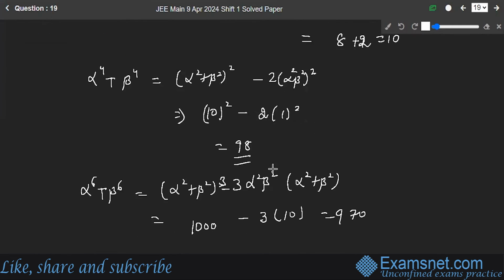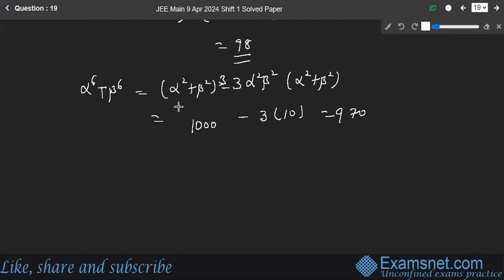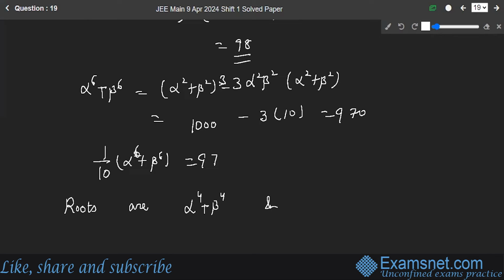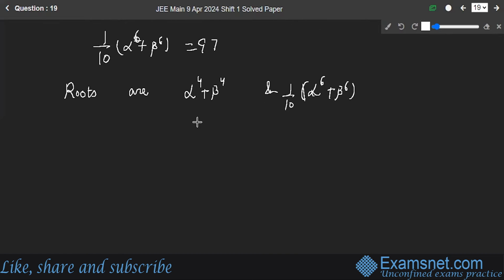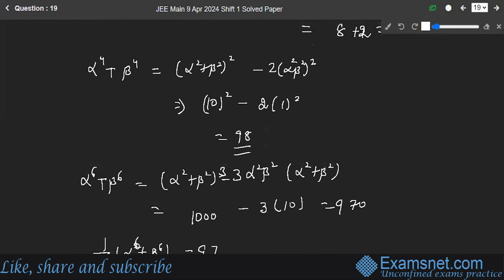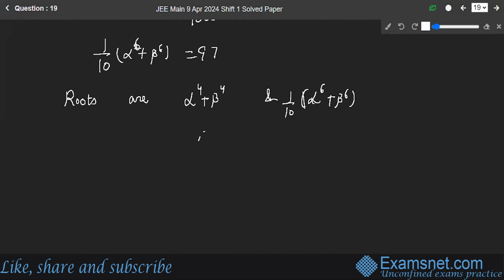Okay, 1 by 10 of this. So 1 by 10 of alpha power 6, beta power 6 is equal to 97. Now you want the equation whose roots are this and this. Alpha power 6, beta power 6. So that means that this was equal to what? Alpha power 4, beta power 4, that was 98 and 97.